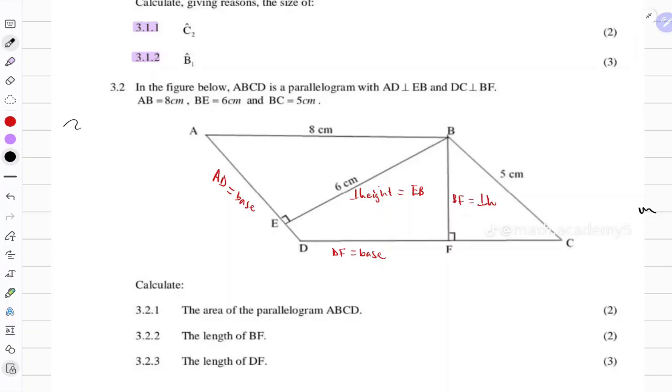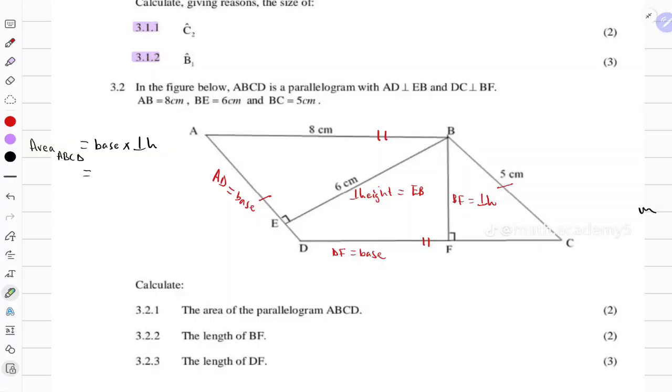So we can say the area of ABCD, which is the parallelogram, is equal to the base times the perpendicular height. Now let's see what we have here. We have a perpendicular height here, which is 6 centimeters, but we don't have the base. But recall, this is a parallelogram, and we know for parallelograms, pairs of opposite sides are equal.